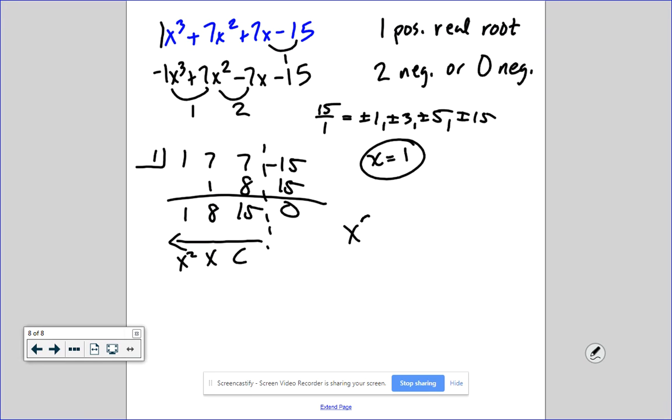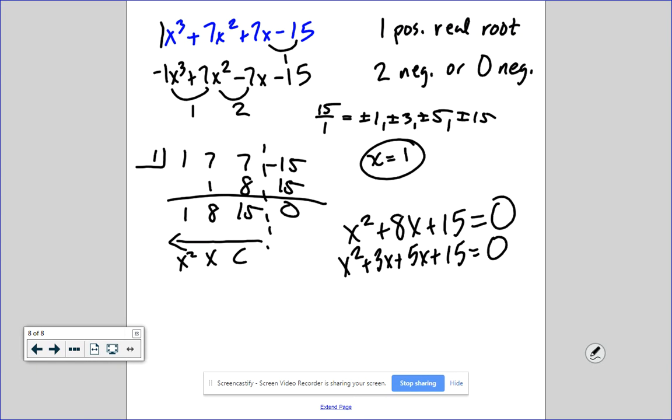So you've got x squared plus 8x plus 15 equals 0. Now I need to find 2 numbers that multiply to 15 and add to 8. 3 and 5. So 3x plus 5x plus 15. x plus 3, x plus 5.